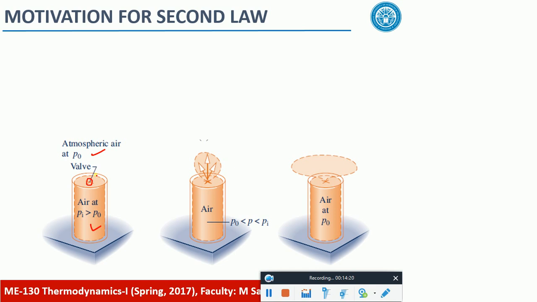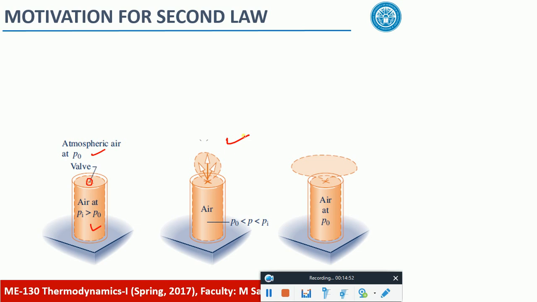But can you bring it back into the container? Not at all. You can't do it, at least not spontaneously. Right? So if it can't be done spontaneously, it means this is something which is known as an irreversible process. Okay? So please remember this thing. So what kind of irreversibility can be there?